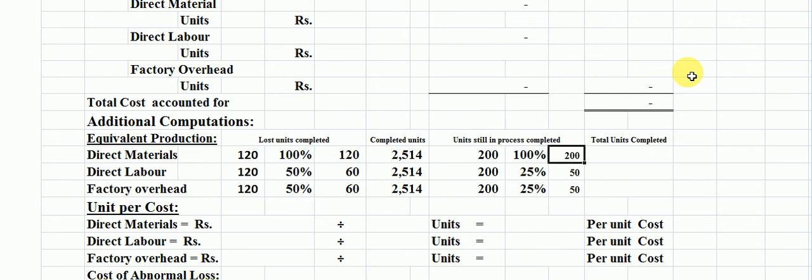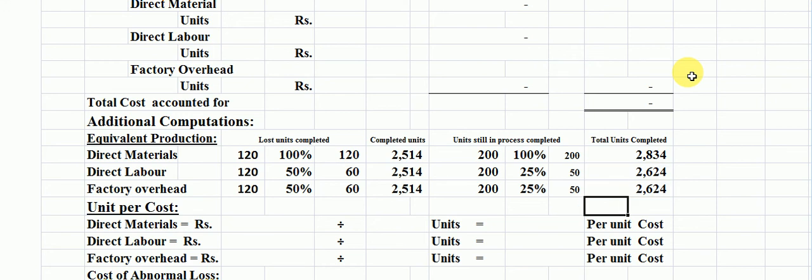Now we add 3 forms of units, like 120 units as a material in lost process, 2,514 units as completed units transferred to the next department, and 200 units as still in process. Here we have to add these 3 completion units. This is the material equivalent production here. We have copied here again. So these are the equivalent production about material, labor and overhead here.